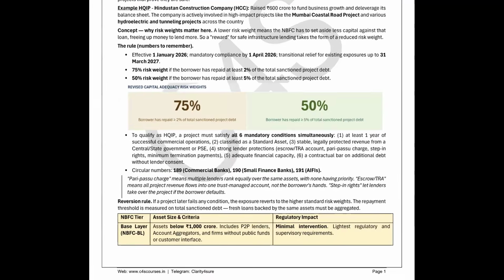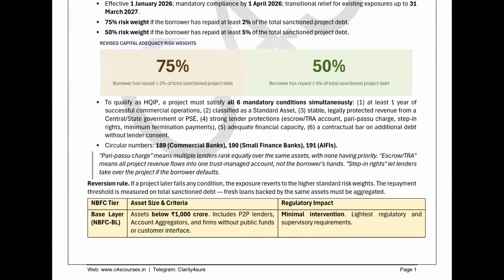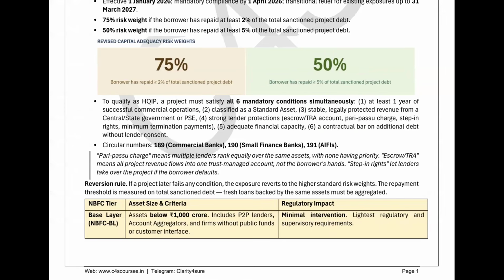Is it clear till here? So please try to understand. ये important point है जो आपको read करना था इस PDF में. To qualify as HQIP, a project must satisfy all 6 mandatory conditions that I have told you. Is it clear? ये आपको what are the conditions under HQIP? They can ask in your examination, right? Because RBI has just level up the prelims level as well. तो ये point जो मैंने बताया 6 conditions you have to note it down.